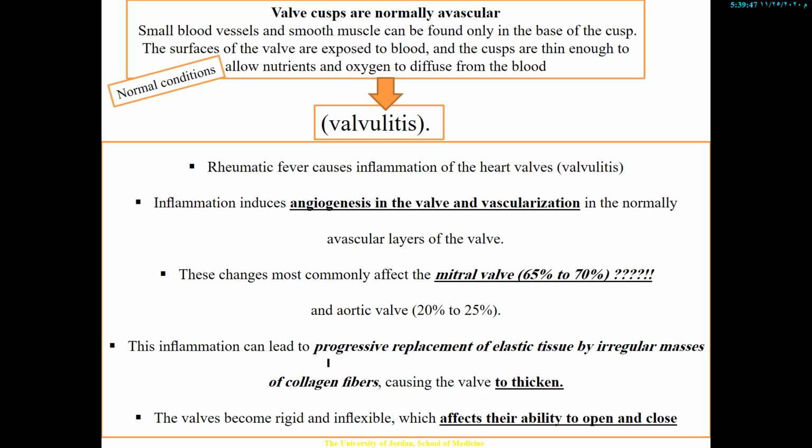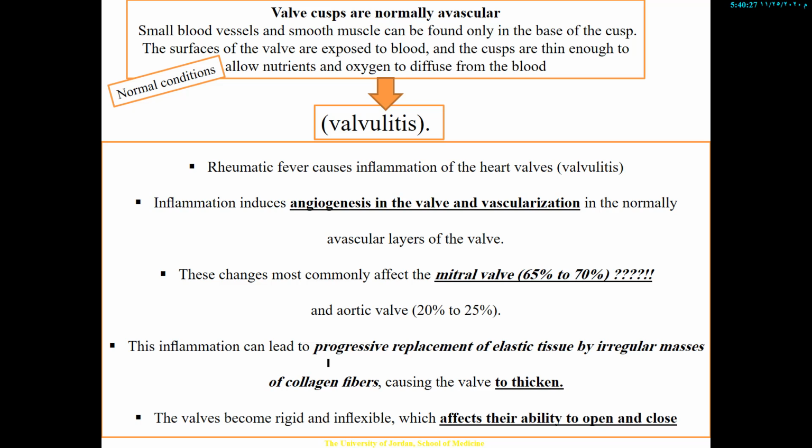So most likely the mitral valve. This inflammation can lead to progressive replacement of elastic tissue by irregular masses of collagen fiber, causing the valve to thicken. The valves become rigid and inflexible, which affects their ability to open and close, and this would affect their ability also to maintain unidirectional blood flow.